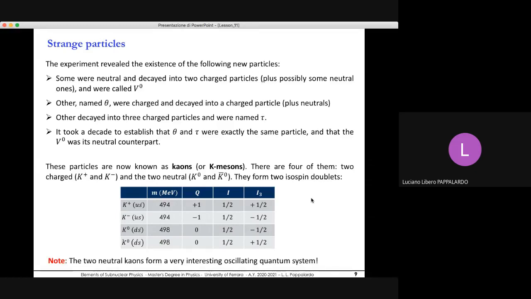Now, these 2 neutral kaons, the K0 and the K0 bar, we will study in quite some detail later on in the course, because as we will see, they form a very interesting oscillating quantum system. And it is indeed the system where, for the first time, CP violation has been observed in weak interaction, as we will study.